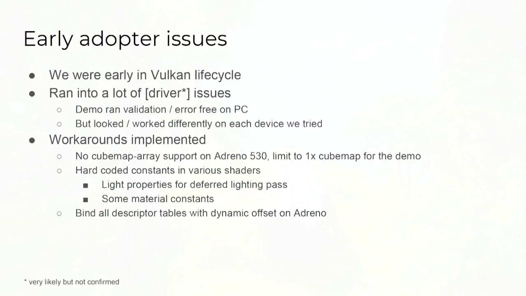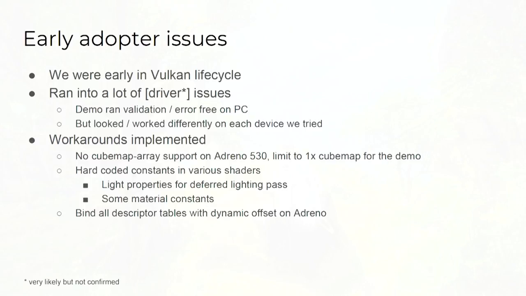So we ran into a lot of early adopter issues, even after we thought we had made everything right and adapted to all the different parameters of these devices. We said, on the PC it ran, there were no validation errors. On the devices, there were no validation errors, but sometimes it was completely broken or it looked slightly different. Specific parts of it looked different, flickered, or some constant buffer values weren't transferred to the draw in a correct way or something like that. We don't really know what happened there.